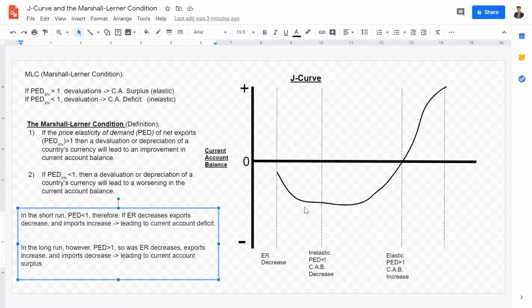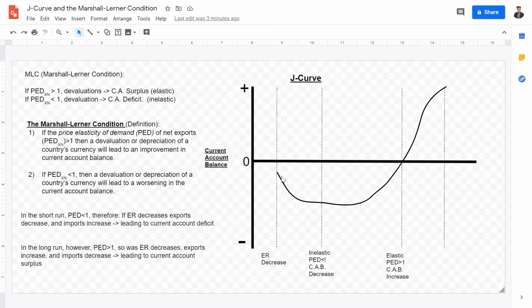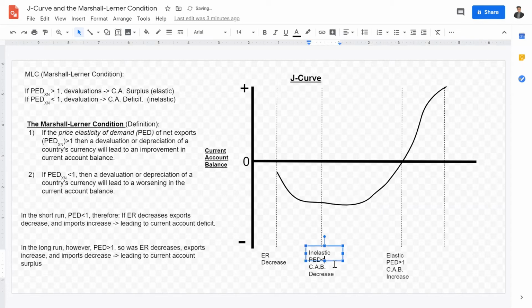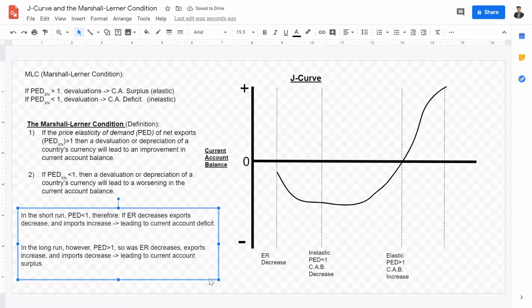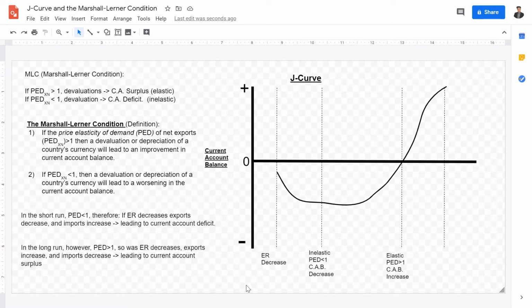So right here, phase 1. The first thing that happens is the exchange rate decreases. And because we have relatively inelastic net exports, because PED is less than 1, the current account balance decreases. So in phase 1, the current account balance decreases because of the inelasticity of the product market for the net exports, the price elasticity of demand, leading to a decrease in the current account balance. This is what we have in phase 1, and that's why the J-curve dips down, as the alphabet character J dips down in the first section.